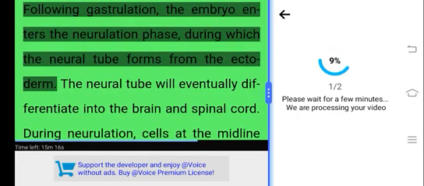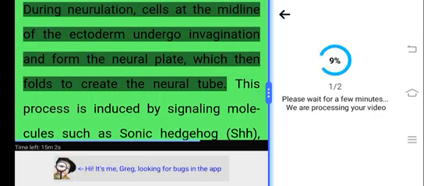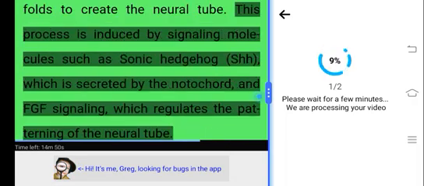Following gastrulation, the embryo enters the neurulation phase, during which a neural tube forms from the ectoderm. The neural tube will eventually differentiate into the brain and spinal cord. During neurulation, cells at the midline of the ectoderm undergo invagination and form the neural plate, which then folds to create the neural tube. This process is induced by signaling molecules such as Sonic hedgehog, which is secreted by the notochord, and FGF signaling, which regulates the patterning of the neural tube.